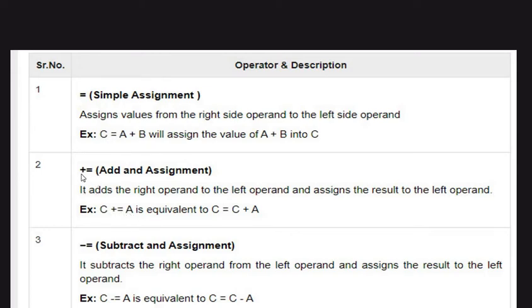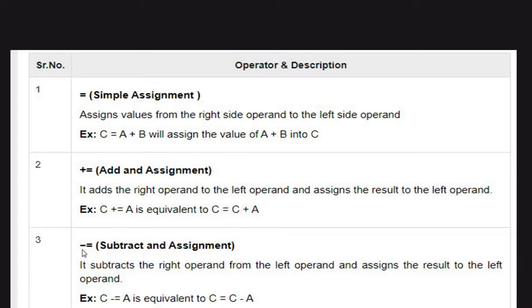Next is add and assignment. In this, c equals c plus a. We assign c the value of c plus a. There is a value in c. There is a value in a. The answer of these two will be assigned to c.